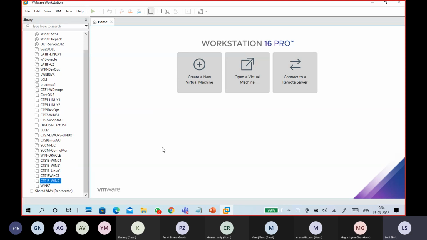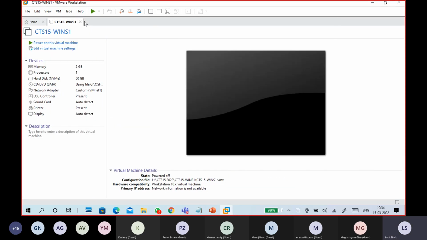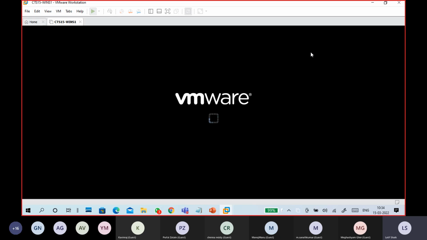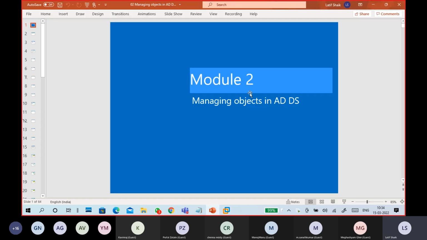So this is my server. I'm powering on my server, VMnet 1, completely private. Let it on, it will take time anyway.